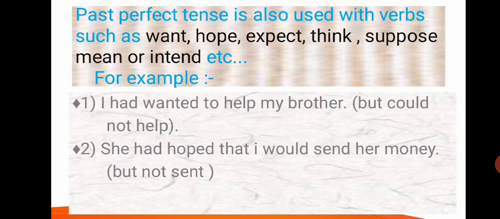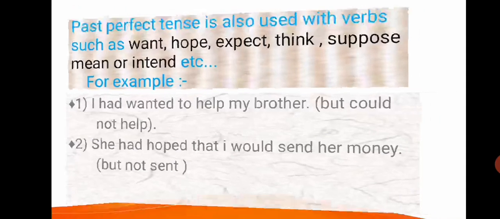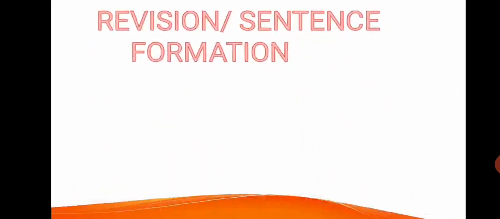See in the next example, she had hoped that I would send her money, but I did not send, could not send. So we can see here, we can say that it was an unfulfilled hope. So these words indicate that the action did not take place. These were the facts and uses of past perfect tense. So let's do its revision and sentence formation.